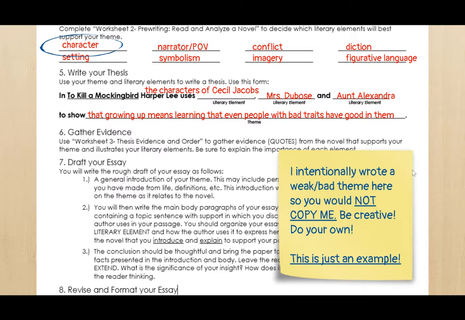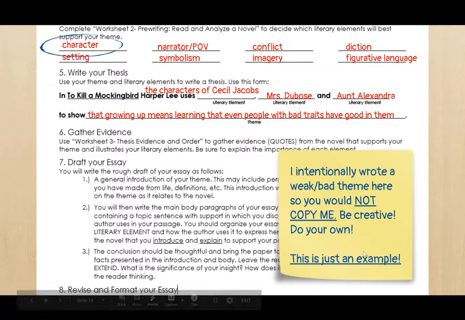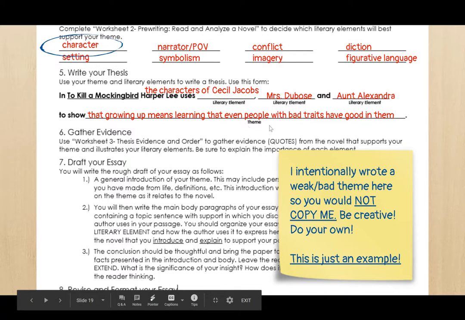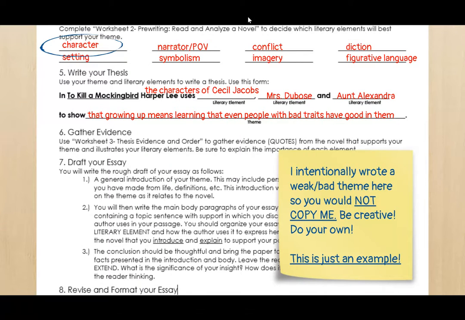And once again, I intentionally wrote a weak or bad theme here so you would not copy me. You're supposed to be creative and do your own. This is just an example. So this is your theme from up on the worksheet. It was number 3 on the worksheet, you can't see it on here. So you're supposed to write your theme, and now your theme is the same thing that's written down here.